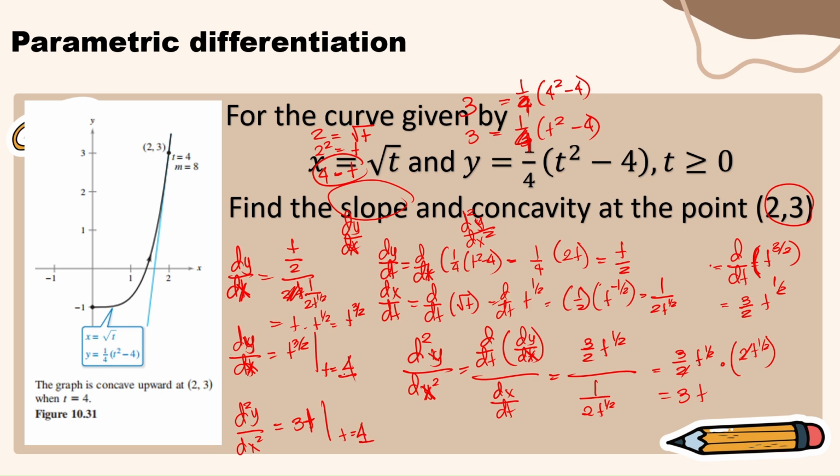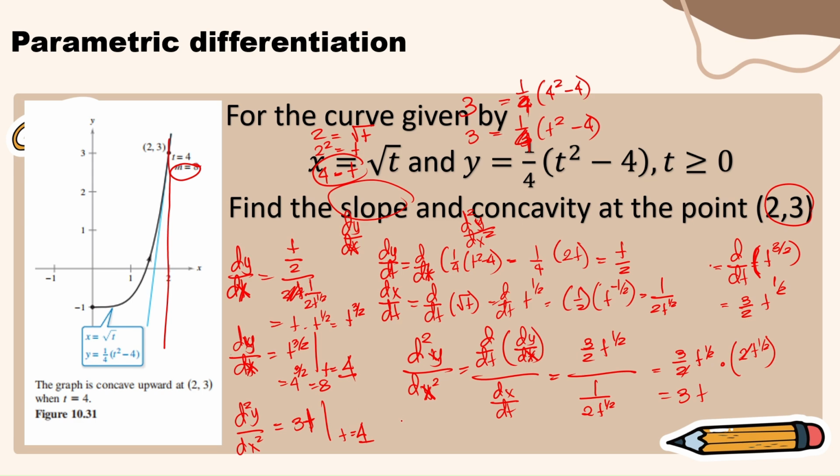Since t equal to 4 satisfies that x is equal to 2 and y is equal to 3, we can now evaluate the value of our slope. So, to evaluate the value of slope, just substitute 4 sa t raised to 3 halves, sorry, 3 halves. And 4 raised to 3 halves is 8. So, the slope of our function is 8, given by this one. Ito yan, slope.